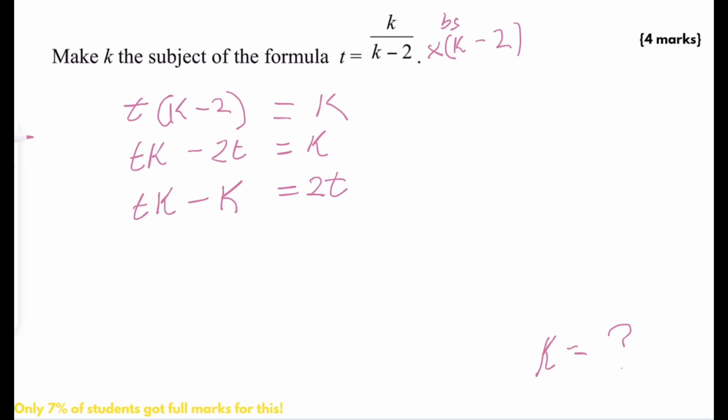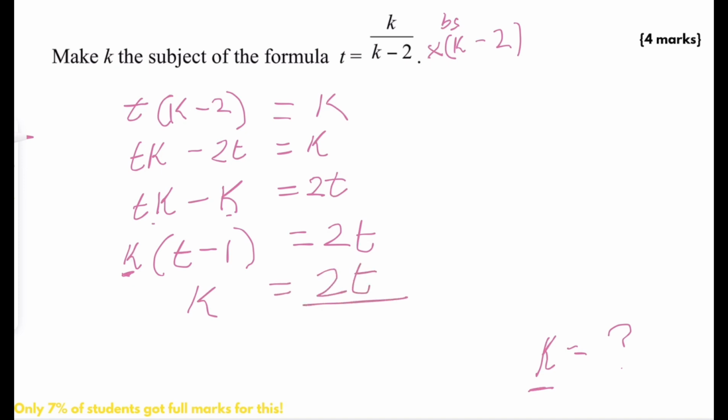And then we want k on its own. So you can see both expressions here have k in it. So we can factorise k out, and we're starting to get it to look like k is on its own, times t minus 1 equals 2t, and then we can divide both sides by t minus 1. So k is equal to 2t over t minus 1. And that is the answer.